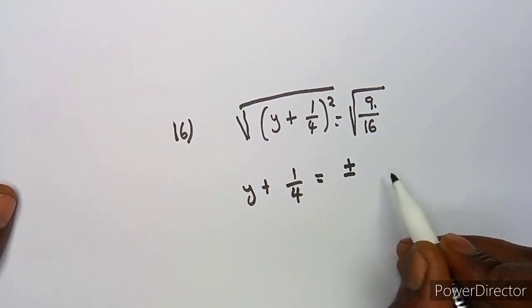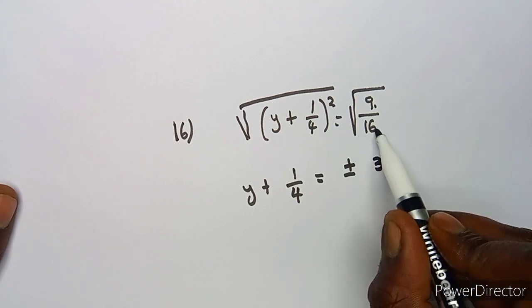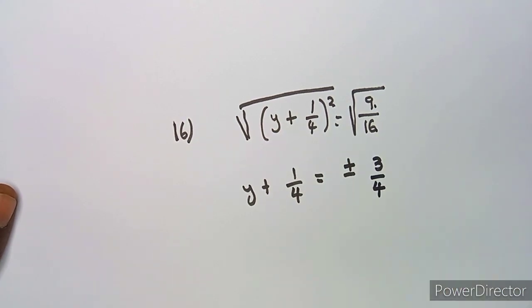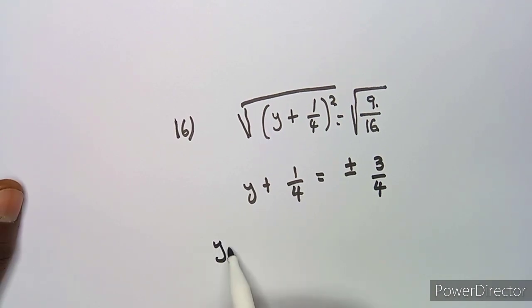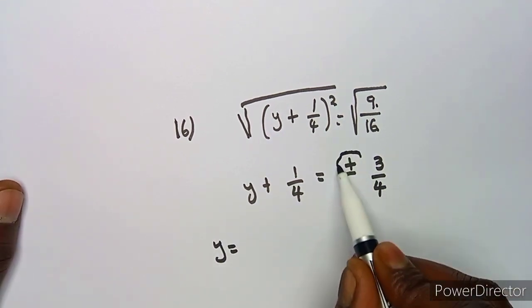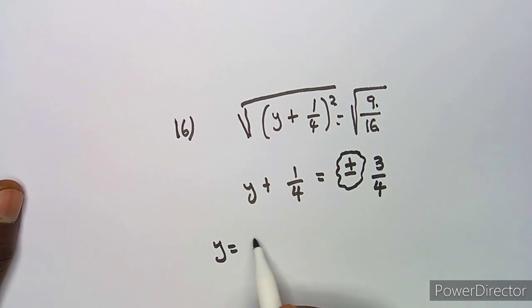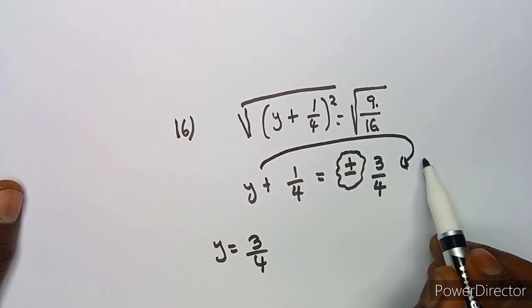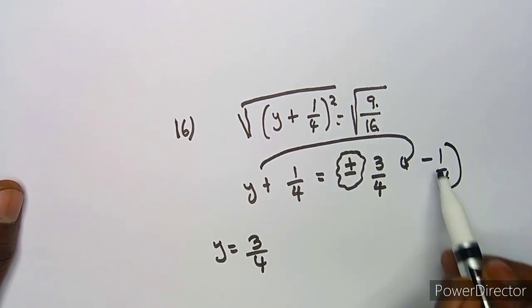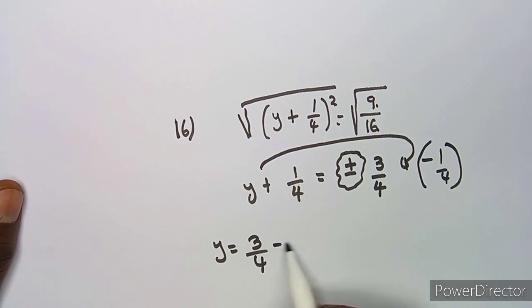So we've got square root of 9, which is 3, square root of 16, which is 4. All right, so what am I going to do? I'm going to separate this y is equal to this plus or minus here. So I'm going to be left with the plus 3 over 4. If I transpose this to this side, it is going to be a negative 1 over 4 for both. So it's going to be minus 1 over 4.